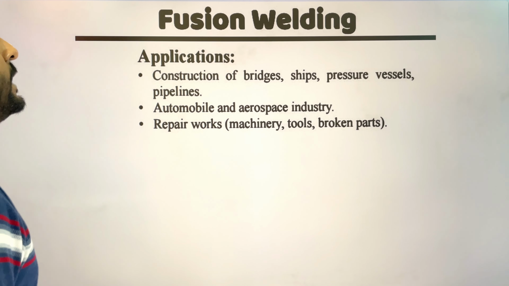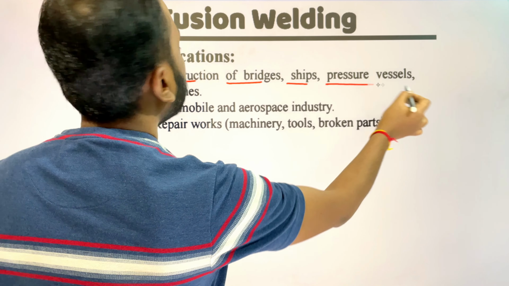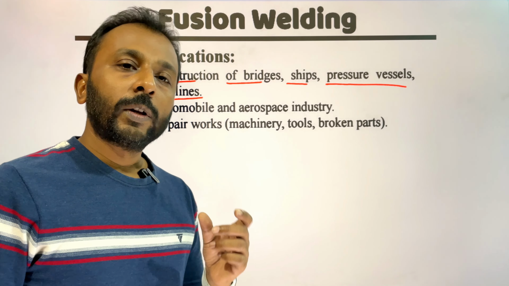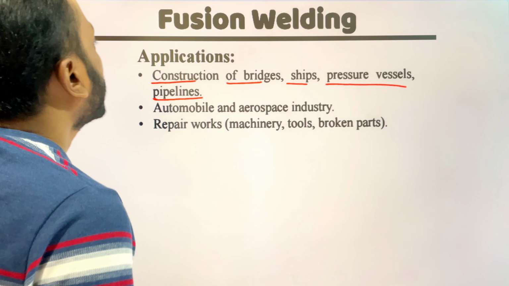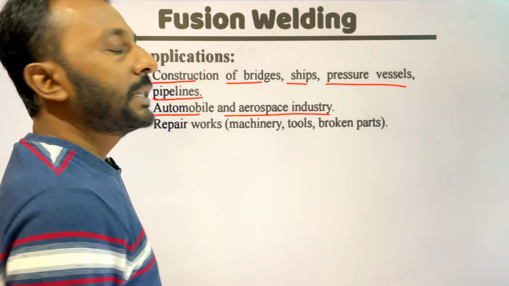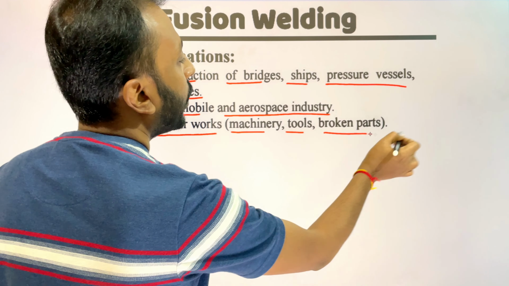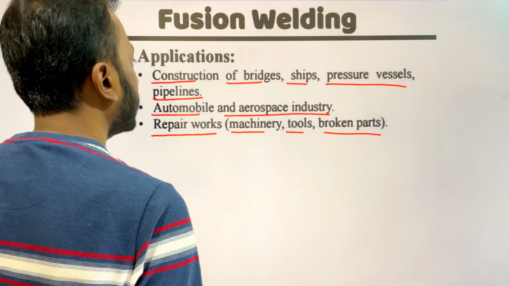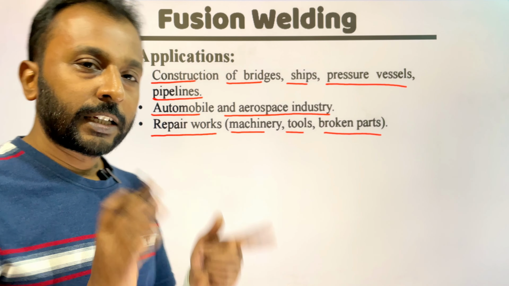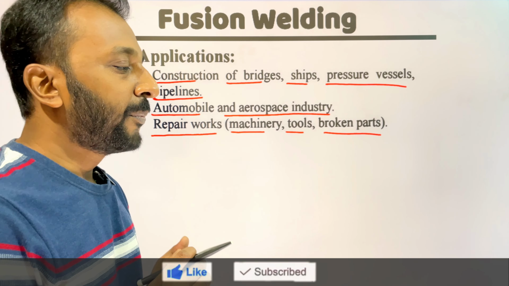These are a few applications of the fusion welding process. Construction of bridges, ships, pressure vessels, pipelines, etc. can be joined or created using the fusion welding process. In the automobile and aerospace industry, the fusion welding process is used. In repair works like machinery tools or broken parts, fusion welding is used. So these are the applications, disadvantages, advantages, the process and the principle of the fusion welding process.